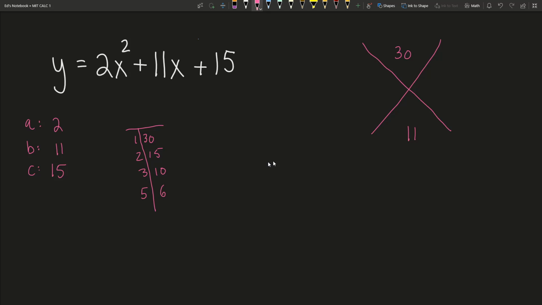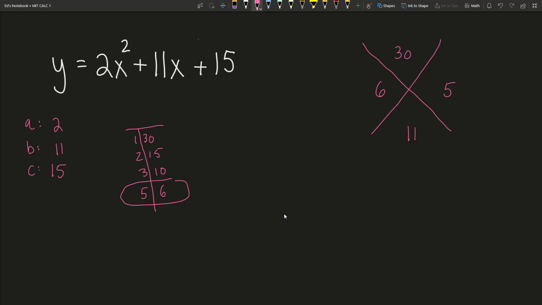So we want the factors that will add up to the bottom here, 11. That's going to be 5 and 6. So we're going to put 6 and 5 right there.